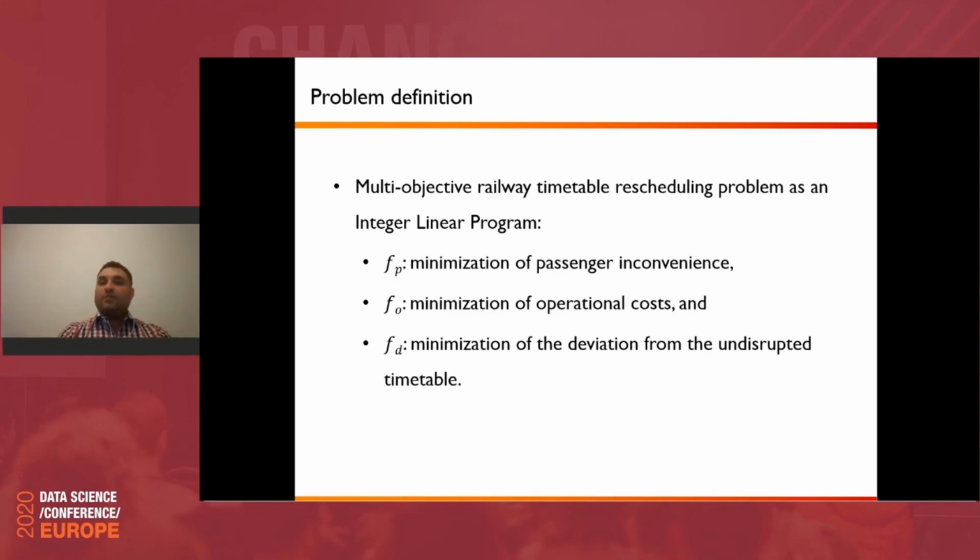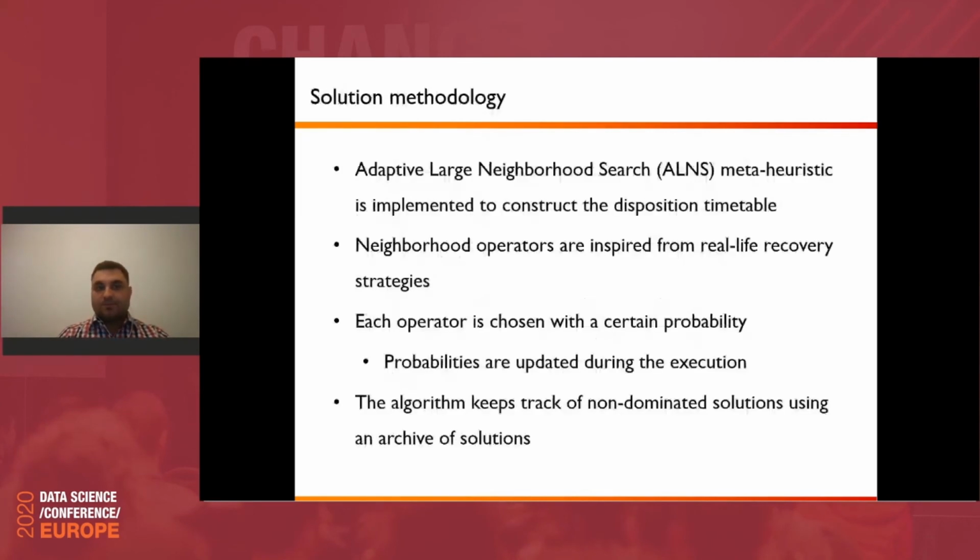optimization problem to solve this issue, and this problem had the following objectives. We want to minimize the passenger inconvenience, that is, to provide as good a service as possible in the new situation to our passengers. Also, we want to minimize the operational costs. And finally, we want to minimize the deviation from the undisrupted timetables. This last objective is very important, because when the cause of the disruption is removed, we need to be able to return to regular operations as quickly as possible.